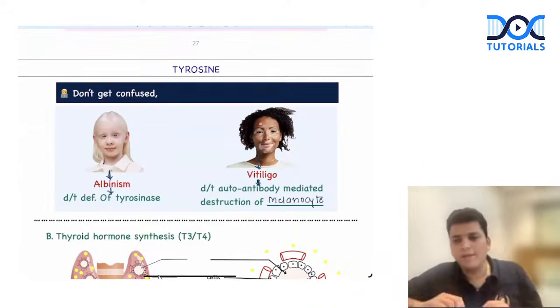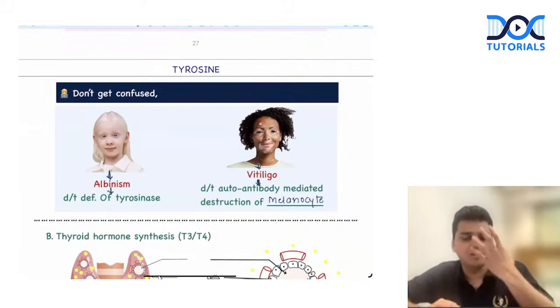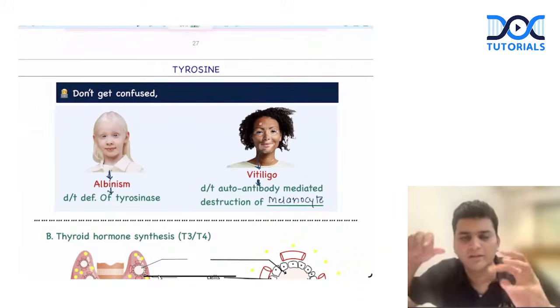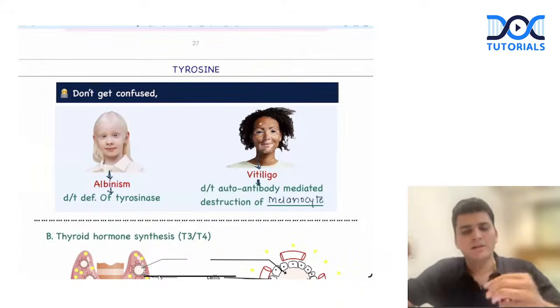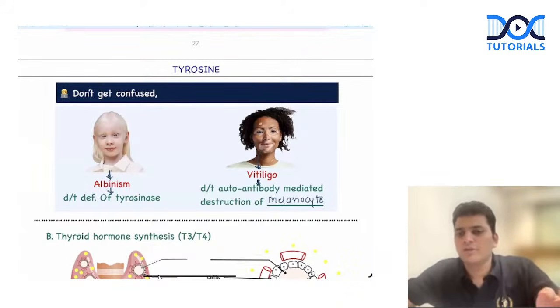So in vitiligo, we have the patchy white area around the oral cavity, on the fingertips, on the axillary part of the body. That is the vitiligo. But in albinism, there is no melanin at all. In vitiligo, the melanin is there, but the wrong antibodies are destroying the melanocytes and creating the problem.